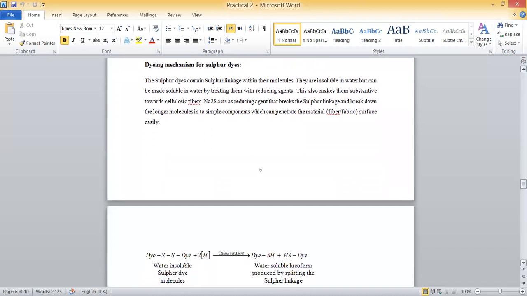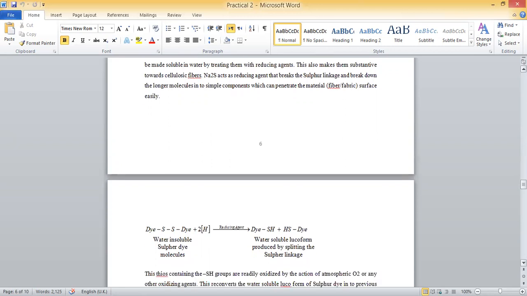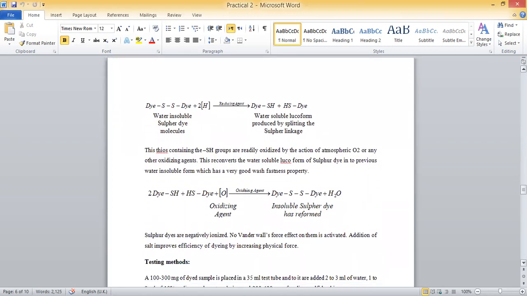So like the vat dyes, sulfur dyes also lack solubility or affinity towards cellulose in their pigment form. So they also have to be converted into their leuco or soluble forms. And here the reducing agent used would be sodium sulfide. After that conversion, the soluble leuco form, which is diffused onto the fabric, is then again converted to its insoluble form.